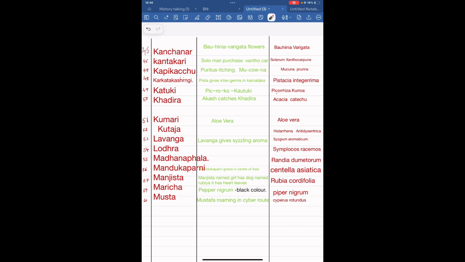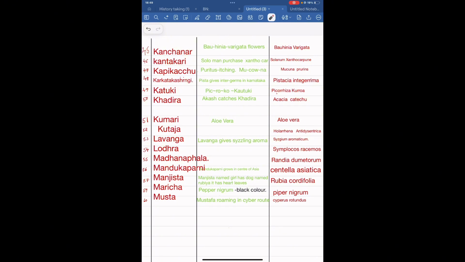Kantakari. Kantakari means Solanum xanthocarpum. So the trick is Solo man gives Solanum, and Xantho car gives Xanthocarpum. Solanum xanthocarpum. Here the M is there.